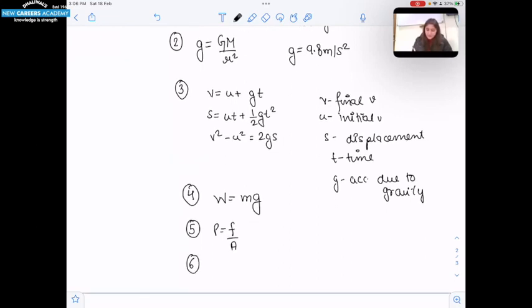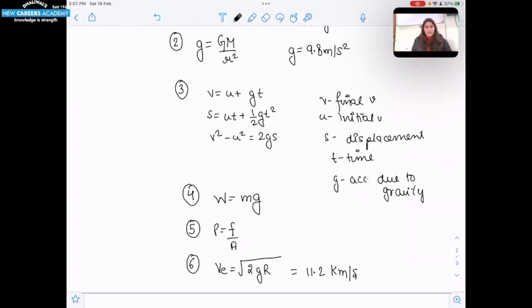Last formula for this chapter is formula for escape velocity. So VE is escape velocity. Its formula is root of 2gR. R is radius of planet, g is acceleration due to gravity. We know these values. So the value we get is 11.2 kilometers per second.